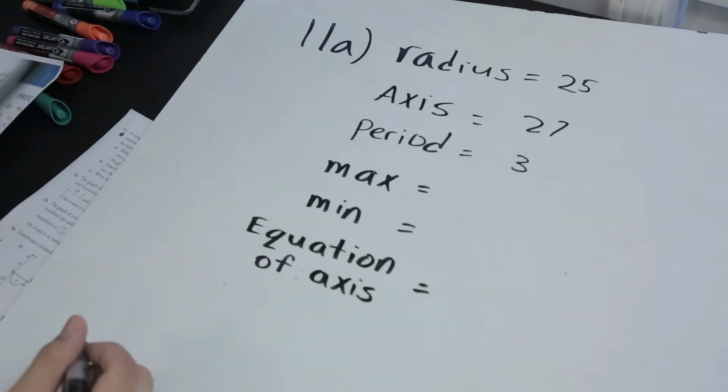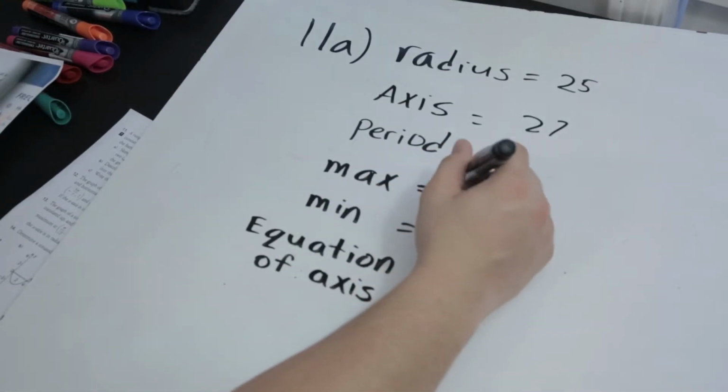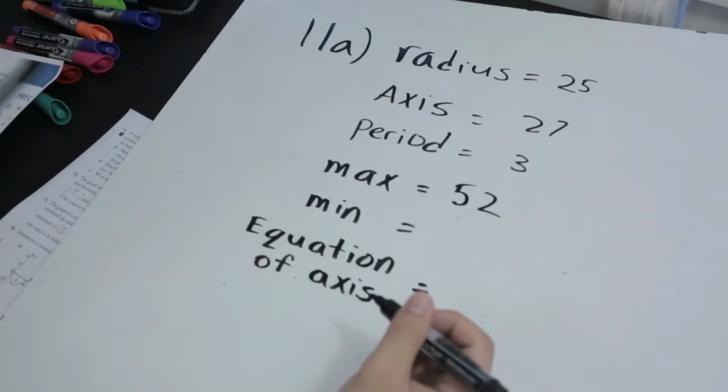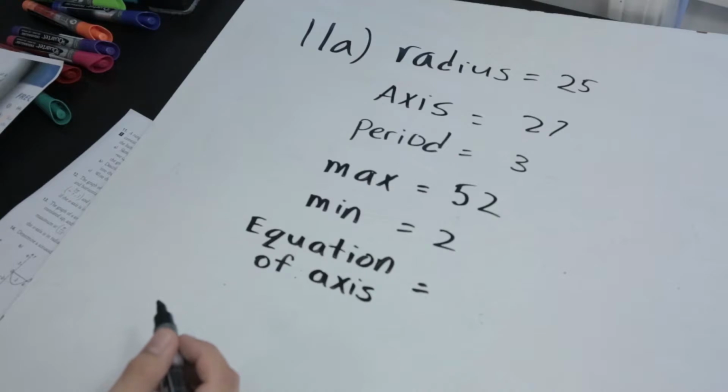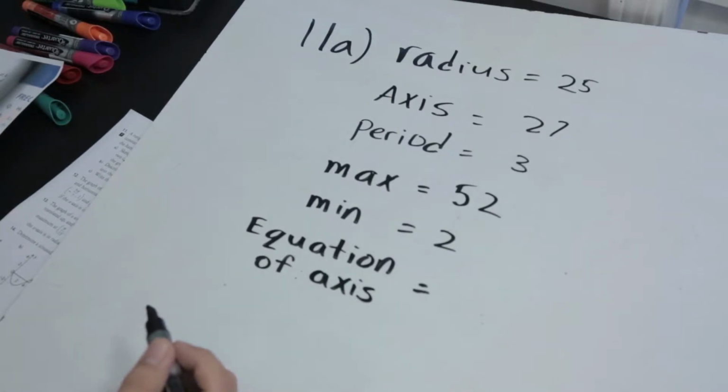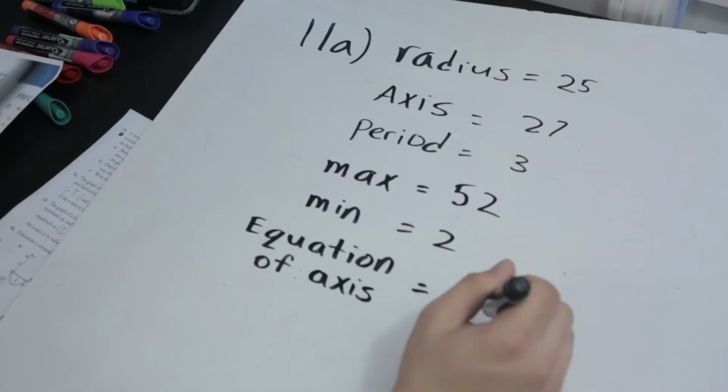We can determine the max by adding the radius and the axis together. This is because the axis is the center of the hamster wheel, and the radius from the edge to the center is 25, so we add the axis and the radius to get 52. We can do the same thing, subtracting the radius from the axis, to get 2. So the max height is 52 centimeters off the ground, and the min is 2 centimeters off the ground. The equation of axis is the same as the axis, which is 27.